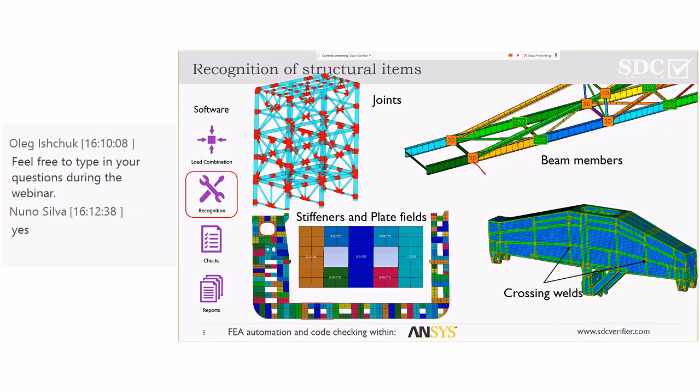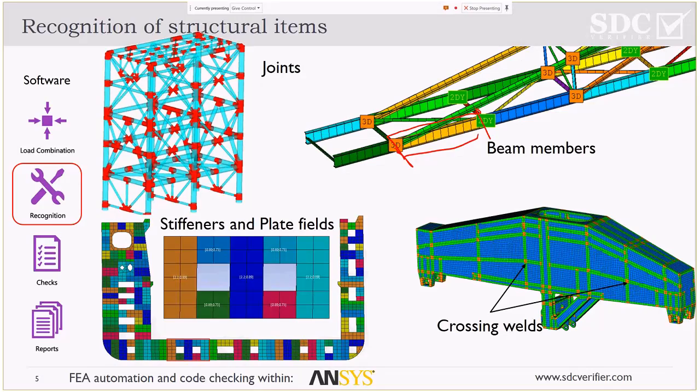Okay. So if you want to do a check on a lattice structure, you need to follow the rules on beam members. So that is the first thing we recognize. We recognize all beam members, and as you can see in the picture, a beam member does not necessarily consist of only a single beam element. So the first step is we recognize all these beam members in a full lattice structure. The second thing is we also recognize all joints.